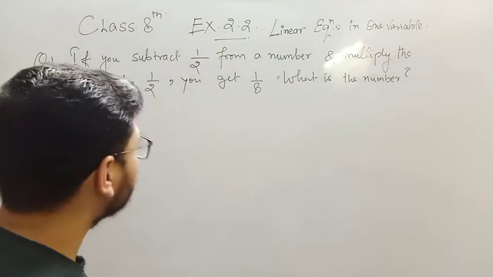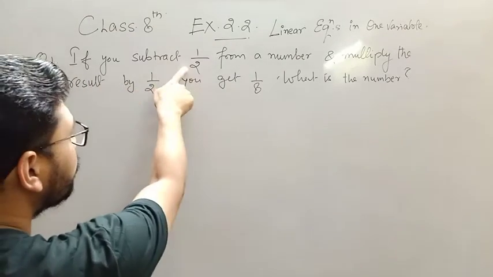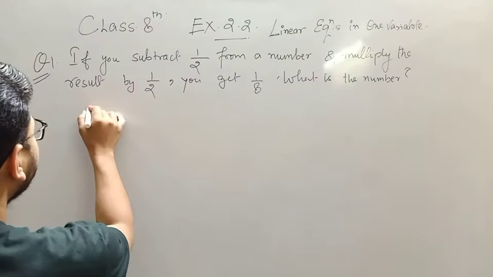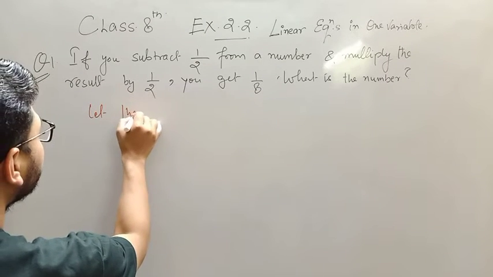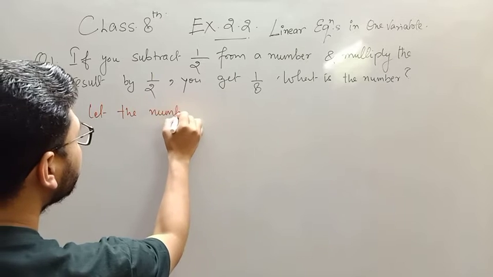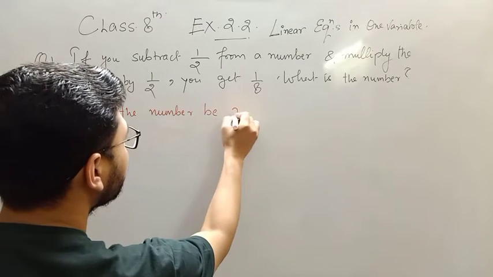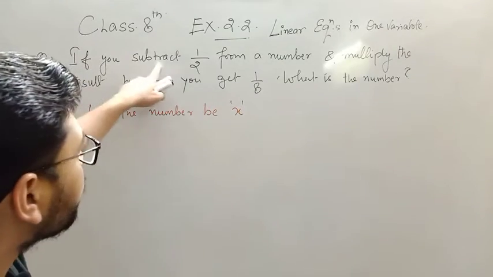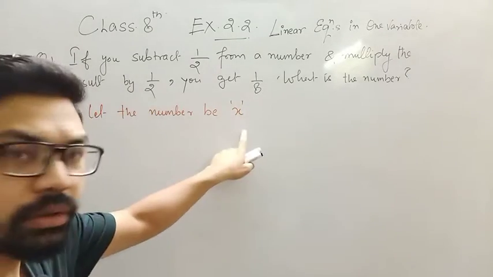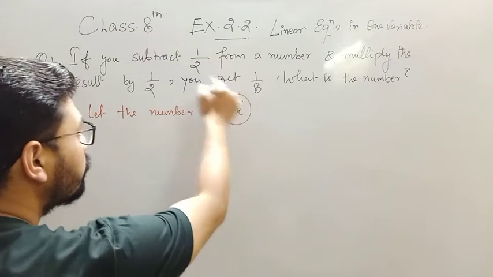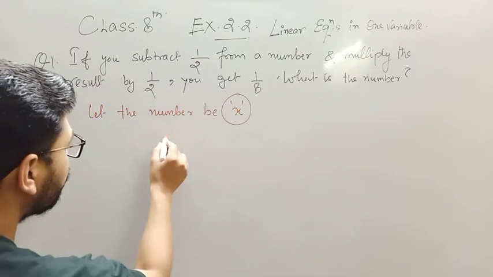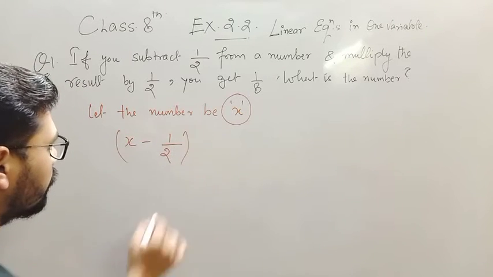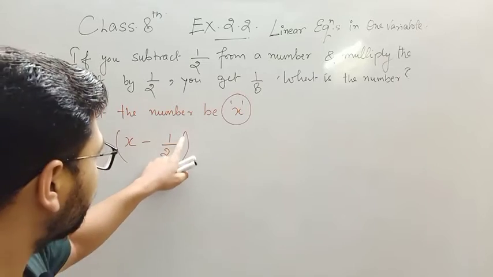Read line by line. If you subtract 1 by 2 from a number, but what is that number? So let's say, let the number be x. Now if you subtract 1 by 2 from a number, so this is the number, and now you just need to subtract 1 by 2. So first you need to subtract 1 by 2 from the number.